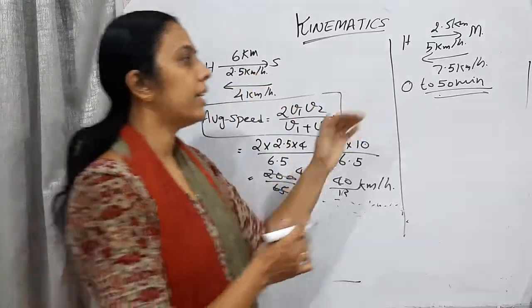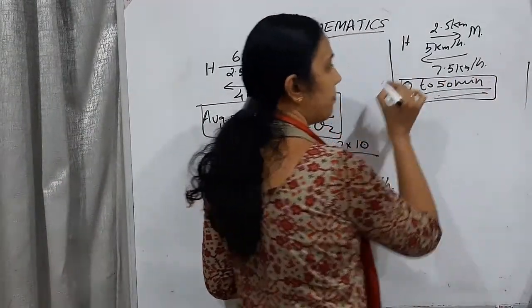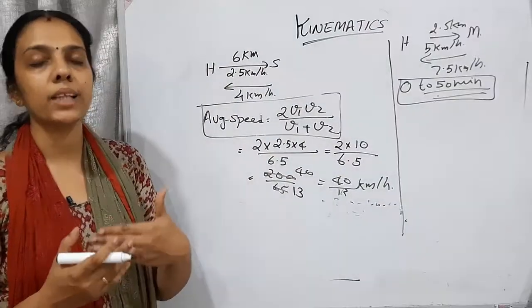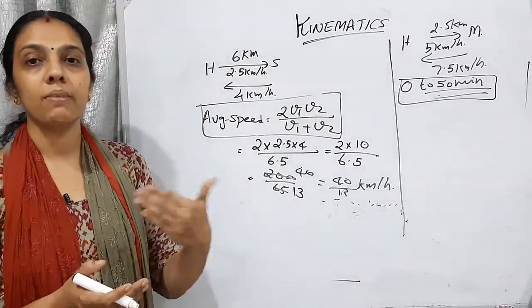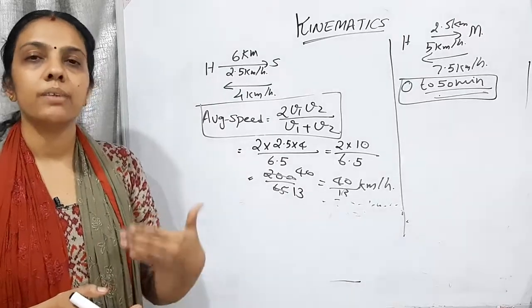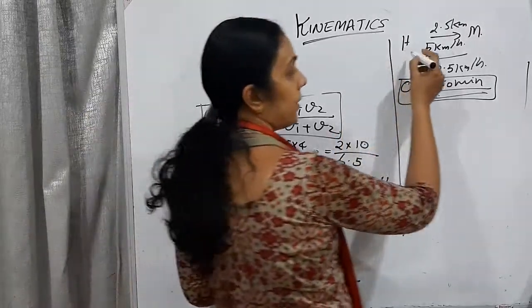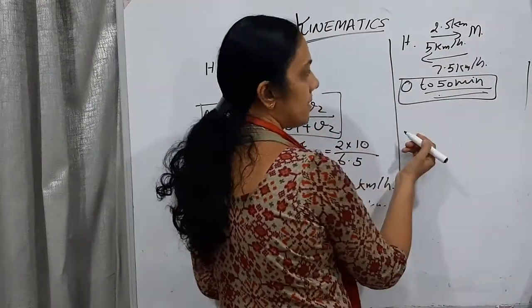But here they are telling in 0 to 50 minutes. So time is given. To find out the average speed, total distance traveled divided by total time. For that, we don't have the total distance traveled. So first we will calculate what will be the distance traveled.